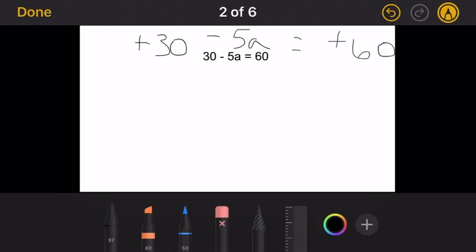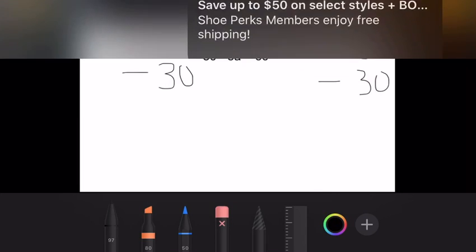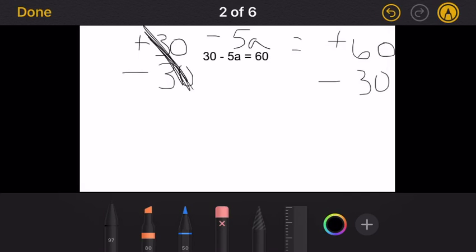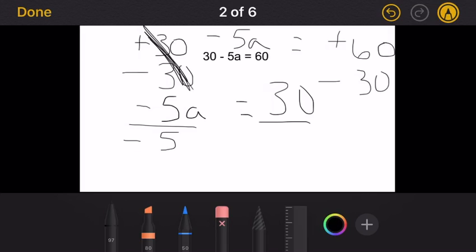In order to move that 30 to the other side, I have to look at its sign and do the opposite of it. So that 30 is positive. That means I have to subtract 30 on both sides. These cancel. Sorry, y'all. So I have negative 5a equals 60 minus 30, which is 30. And again, I divide on both sides by whatever's in front of a, and in this case, it's negative 5.